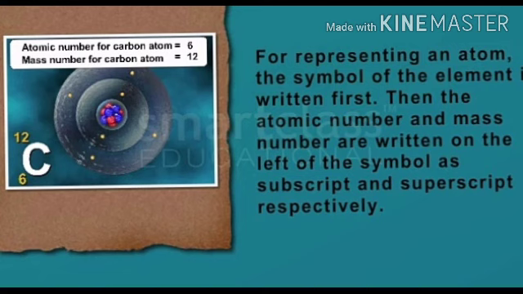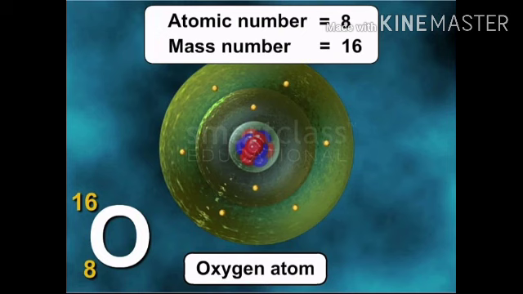Now symbols are used to represent elements. The symbol of an element will represent one of its atoms. While representing an atom, the symbol is written first, the atomic number is written as the subscript, and the mass number is written as the superscript. For example, carbon has atomic number 6 and mass number 12. So 6 is written at the bottom left side and 12 is written at the top left side. If you take oxygen, atomic number is 8 and mass number is 16. So 8 is written as subscript and 16 is written as superscript.